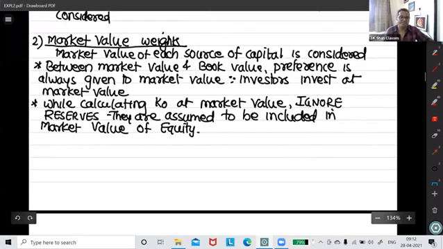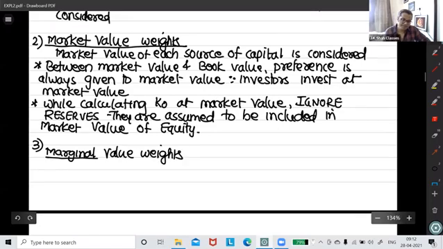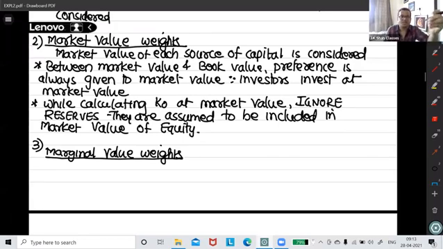One last, wait. Third one. Marginal value weights. You understand, guys? Marginal word means what? Additional. Marginal utility you learned, no? What is that? Additional utility. Right? Okay, fine.